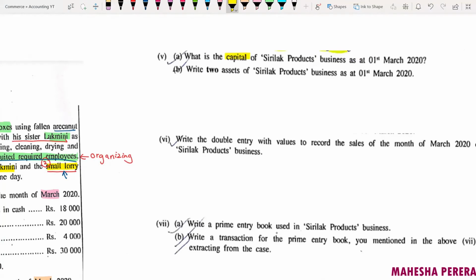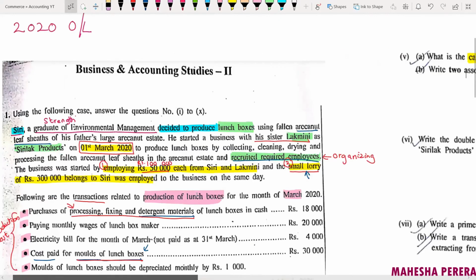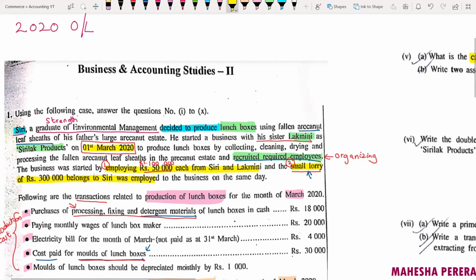What is the capital of Cyrillac products as at this day? Right, now this is the starting day, isn't it? The first day of the month, the first day of the business, right? And you're supposed to find the capital. So do you remember we highlighted this? We found out the capital using cash. It's 100,000, and there is a lorry also. This is also considered as a capital item. So this 300,000 is also your capital value.